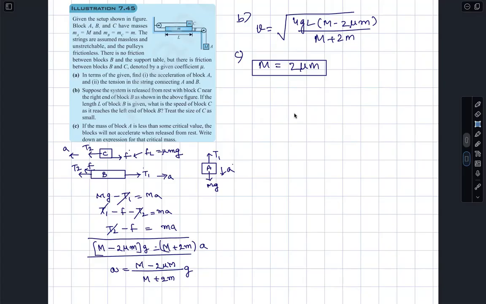A is done. Now, the major hurdle for me is to conclude B and C. When I trust my basics, I can do any problem. What is B? Read it. Suppose the system is released from rest with block C near the right end of the block B as shown in the figure. What is the speed of the block as it reaches the left end of the block B? Treat C as a point mass.